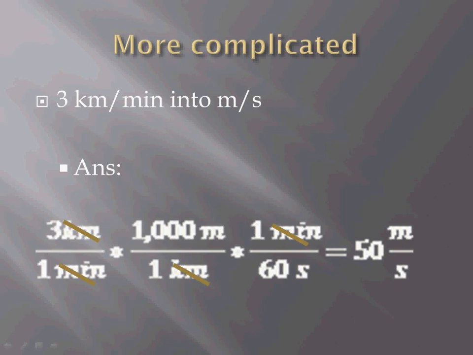You can tell kilometers cancel out, and minutes cancel out, and what you're left with is meters times 1 over seconds, which is meters per second. If you multiply 3 times 1,000 times 1, divided by 1, divided by 60, it gives you 50. So you're left with 50 meters per second. Works every time. You can easily convert a velocity into different units, as long as you also take care of the unit on the bottom as well, which I did right here.